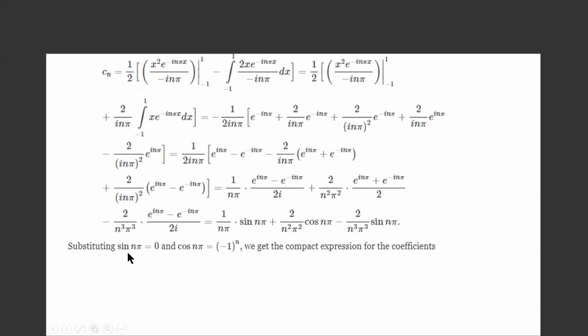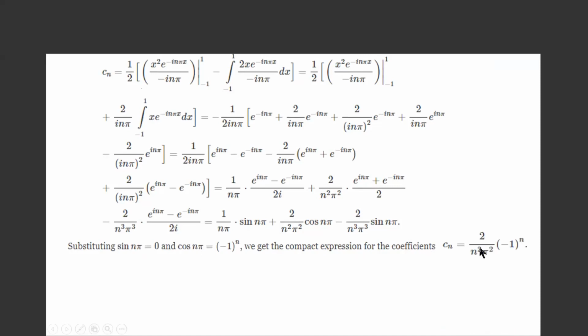Okay, again, remember sine n pi is equal to 0 and cosine n pi is minus 1 to the power n. Why am I saying minus 1 to the power n? Because if n is odd, I will have minus 1. If n is even, I will have positive 1. This is why you get minus 1 to the power n, and n might be odd or even.